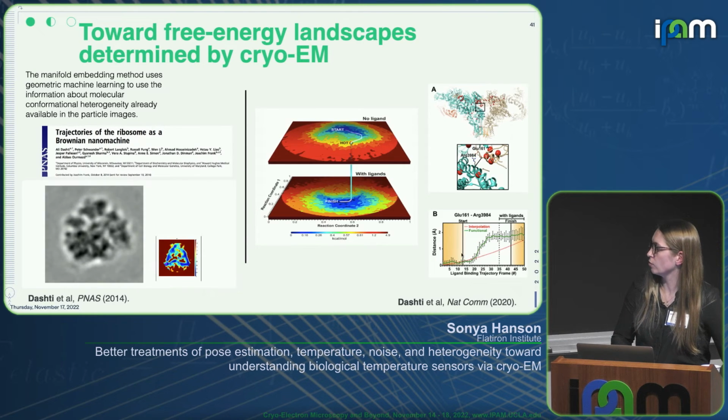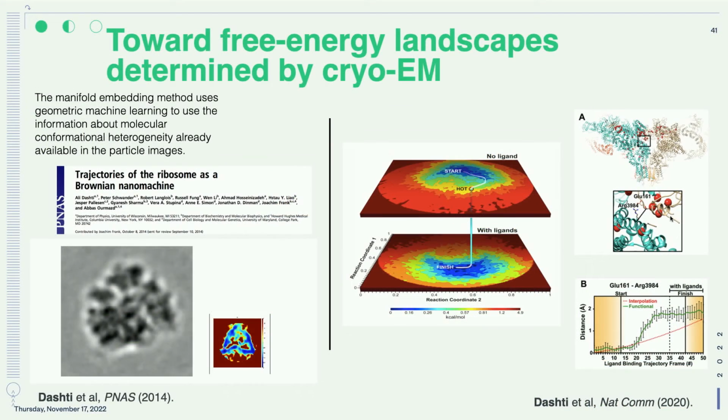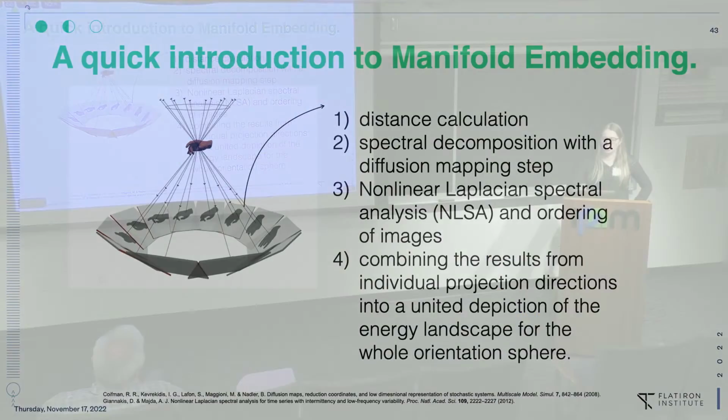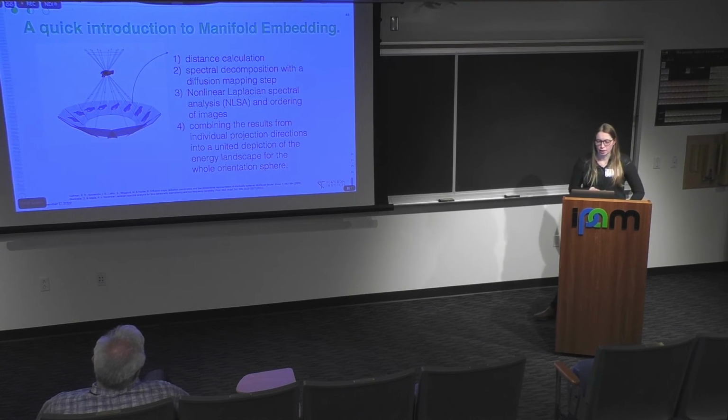And here, as a nice proof of concept, they show that if you map the distances between these two residues, they have a very different change in their distances than if you were just to interpolate between those two states. And here is a nice movie of this conformational change that we can see from these data sets and this analysis. The method of manifold embedding was also already described a bit in the previous talk.